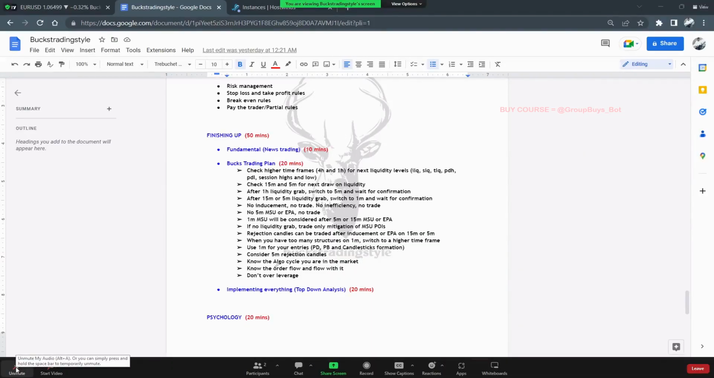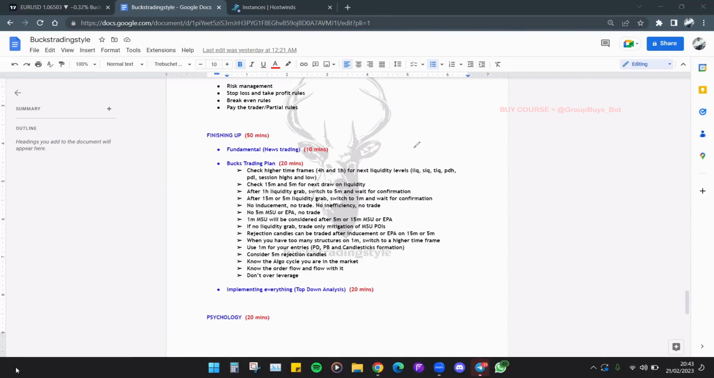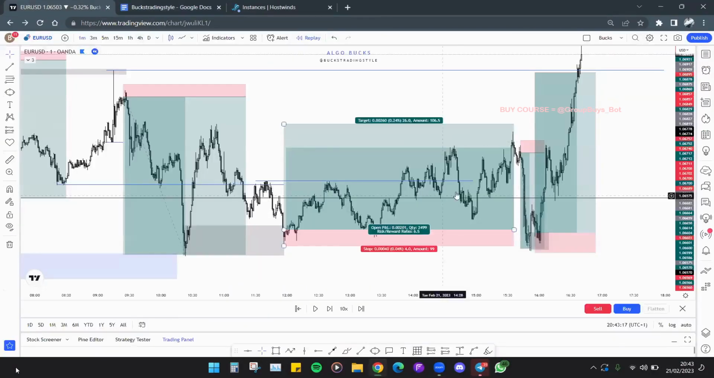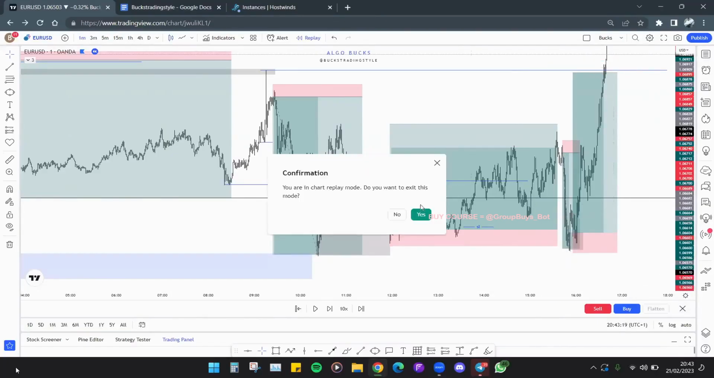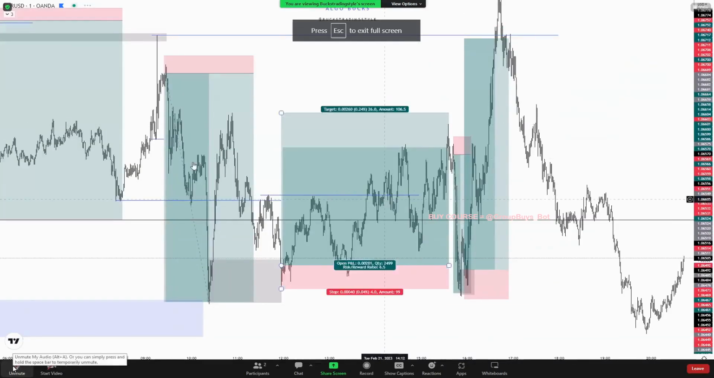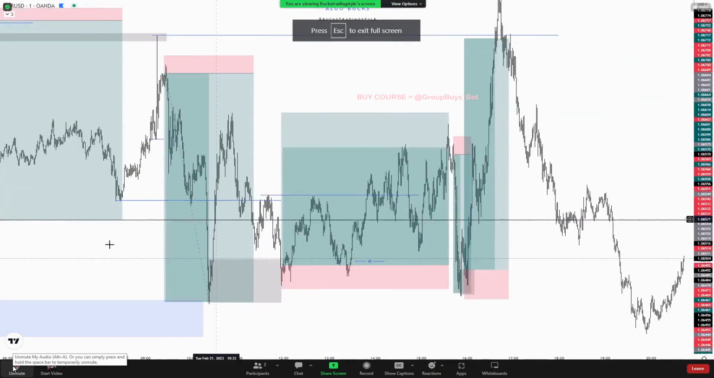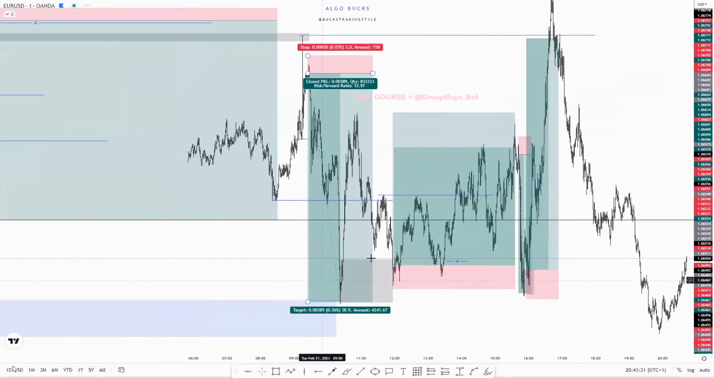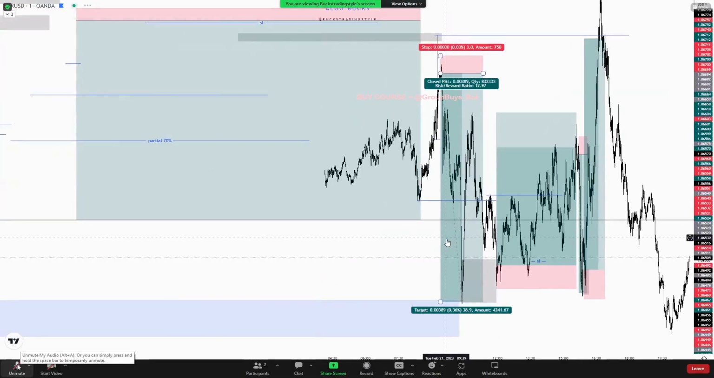The next important rule, know the order flow and flow with it, okay? If you are in a bearish market and you want to ping pong, you want to hedge, it is totally fine to ping pong, okay? But just like I said, if you want to ping pong for the buys, you can break even aggressively because price will be going lower, okay?